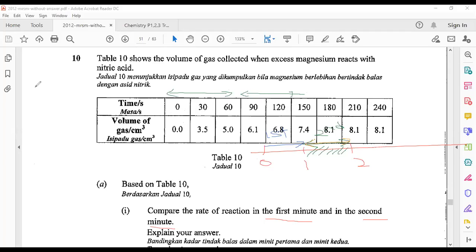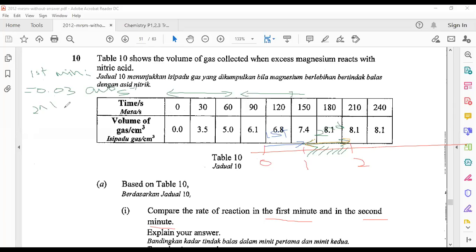What is your answer? Someone do it for me, please. 0.03? Not quite. We are getting the unit as centimeter cube per second.